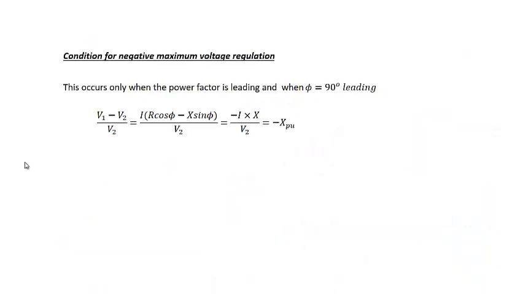So the condition for negative maximum voltage regulation occurs only when the power factor is leading and phi is equal to 90 degrees. That means when the load is purely capacitive. In that case, V1 minus V2 is equal to I into R cos phi minus X sin phi. So when phi is 90 degrees, the cos term will be 0. This will be equal to minus I divided by V2 into X. This will be equal to minus X per unit. This will be the maximum value of voltage regulation in the negative direction.